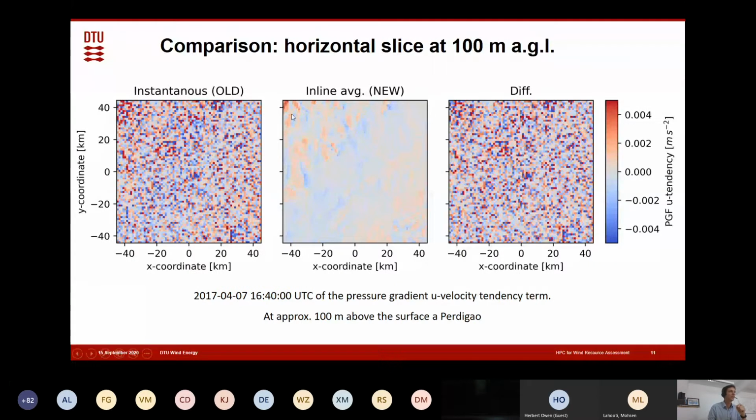If you look at the middle there, you can see some red and blue where there are tendencies that are causing acceleration in the U, in the X direction, that you want to capture in the CFD. Whereas in the instantaneous version, there's a lot of noise that is of no consequence to the general flow, because in the next time step, it will be maybe even another sign.